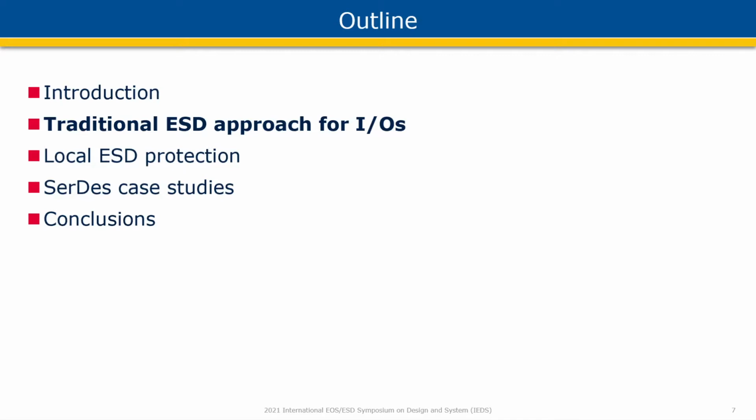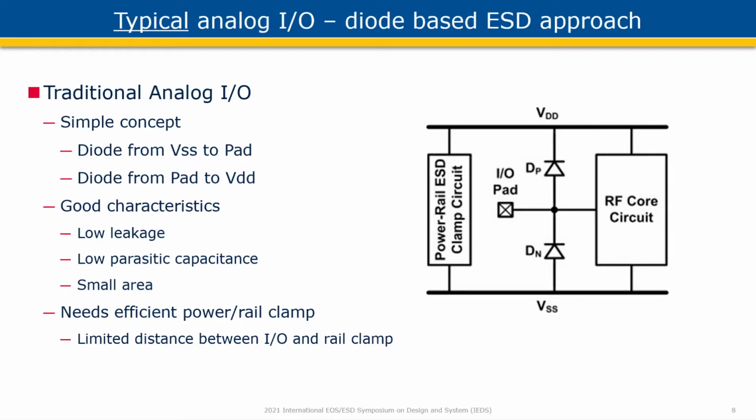Let's now move on to traditional ESD approaches for I/Os. The traditional analog I/O protection scheme is the dual diode approach. This simple concept includes two diodes, one from VSS to the I/O pad and another from the I/O pad to VDD. This yields good characteristics like low leakage, low parasitic capacitance, and small area. However, it needs an efficient power or rail clamp.